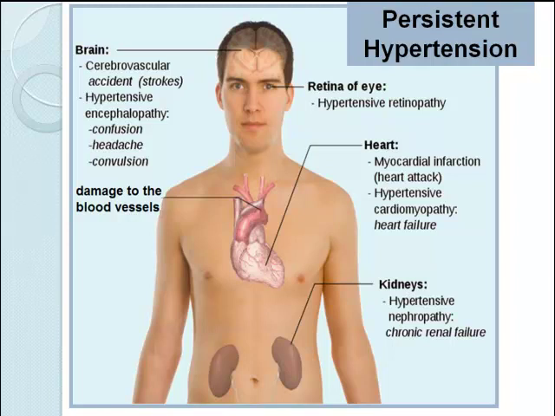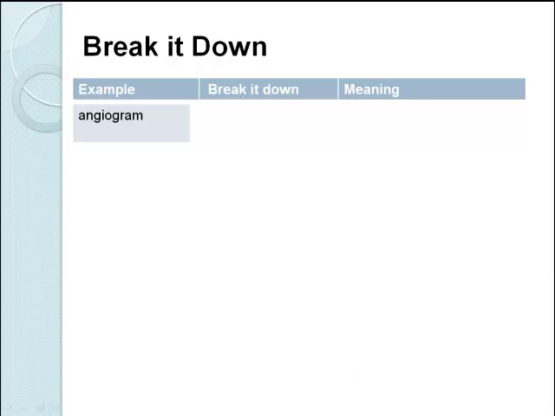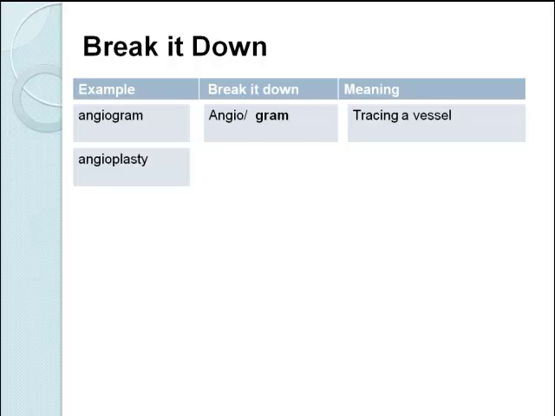And now it's time to break some words down. Our first word to break down, angiogram. Let's break it down. Gram and angio. What does it mean? Tracing of a vessel. Gram is tracing, and angio is vessel. Angioplasty. Let's break it down. Angio, plasty. Plasty means surgical repair, so it's surgical repair of a vessel.